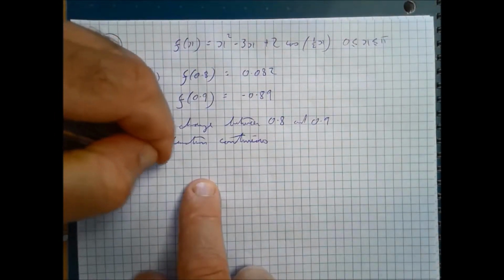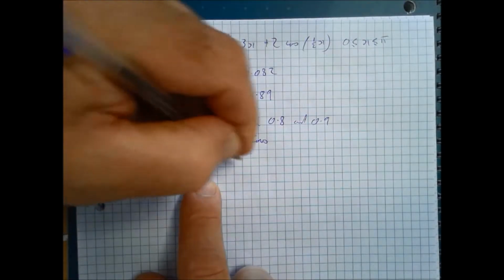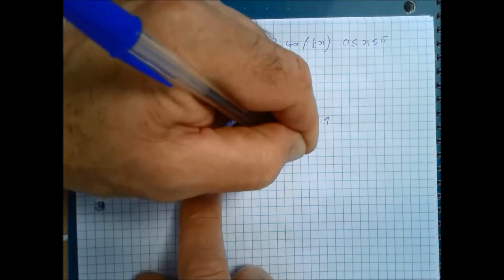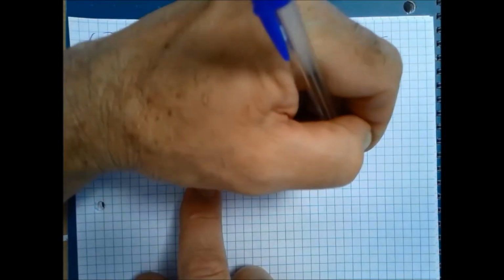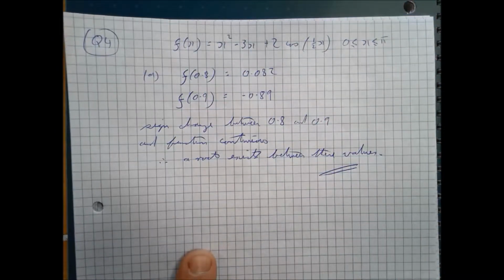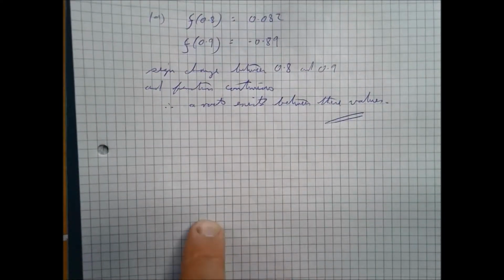So therefore a root exists between these values. It could actually have more than one root, it's just saying that at least one root exists between these values, but that's what the question's asking. So it has got a solution between those values.